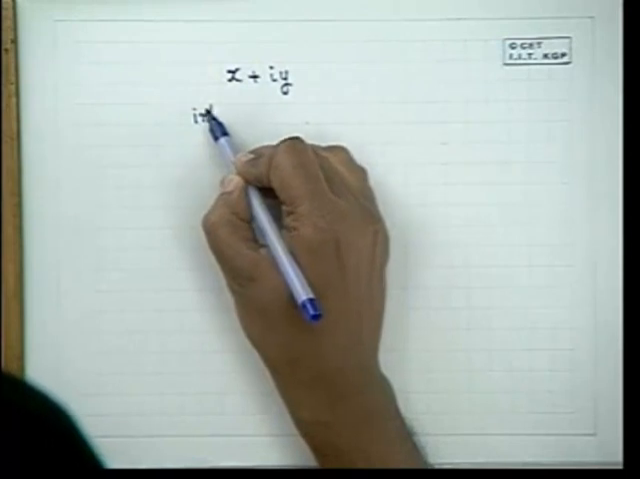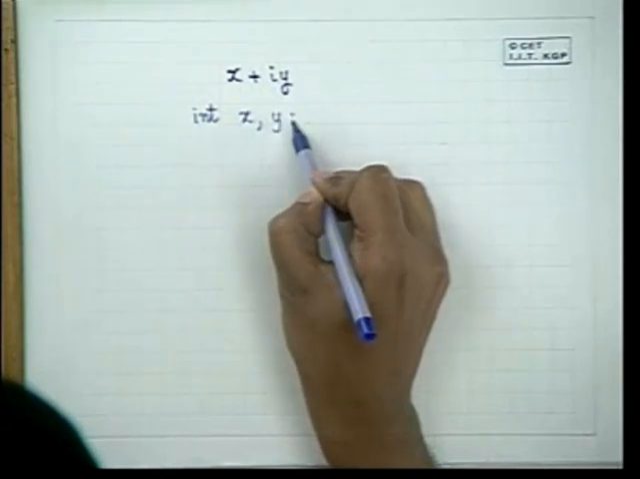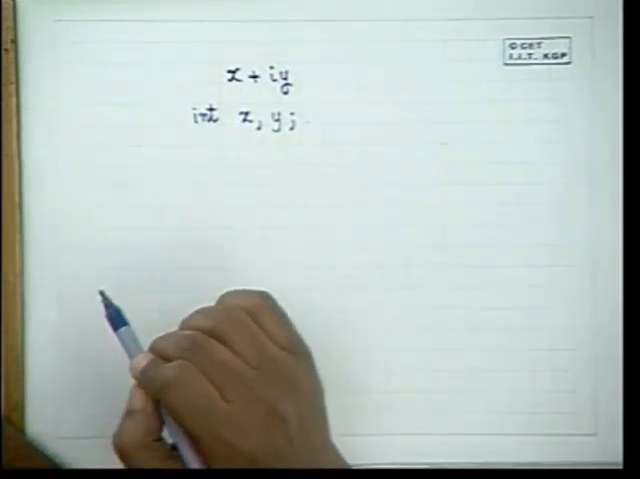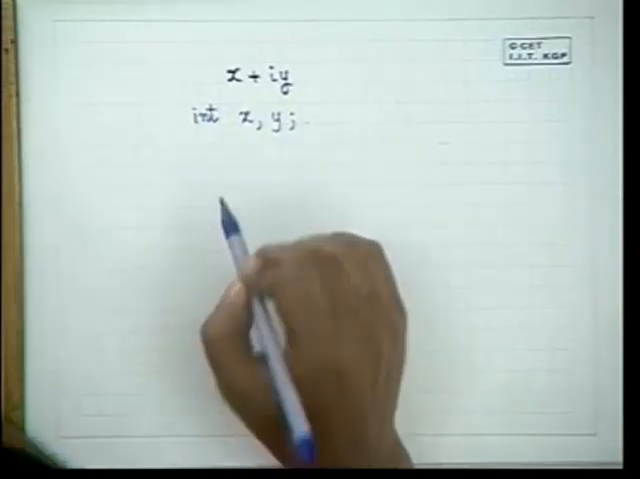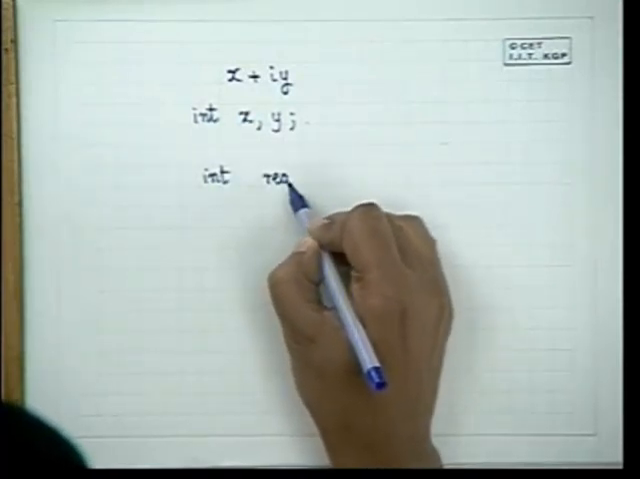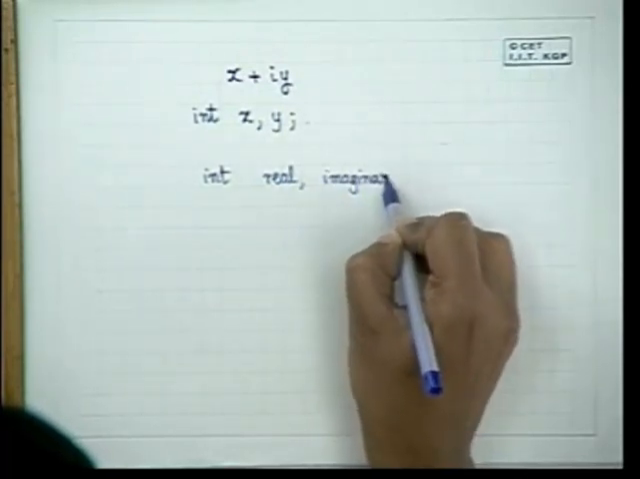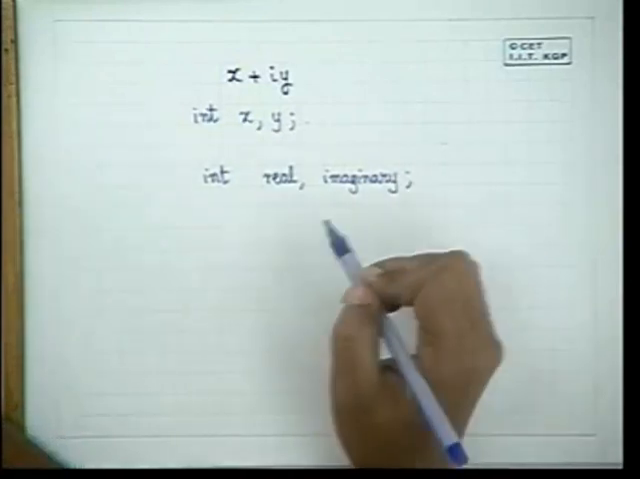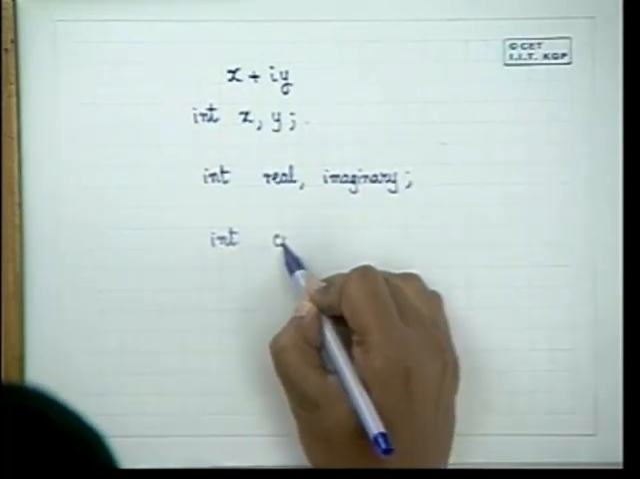So, in whatever we have learnt of C till now, we would have had to define int x and y, and we would have had to remember which of the values is the real part and which is the imaginary part. Or, to make the names much better, we would write real and then imaginary.